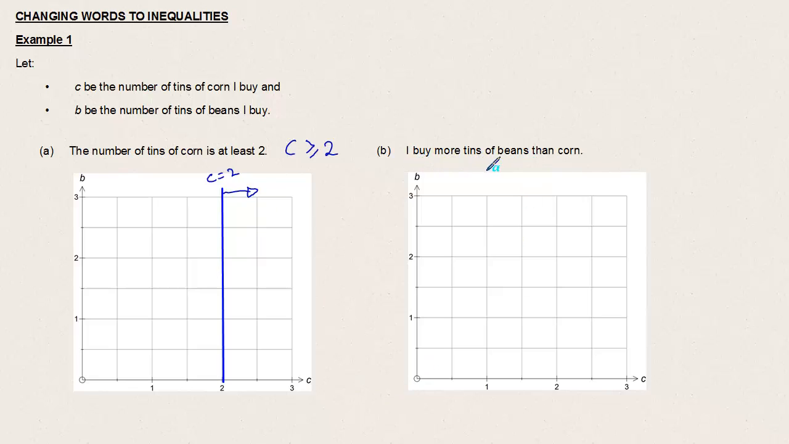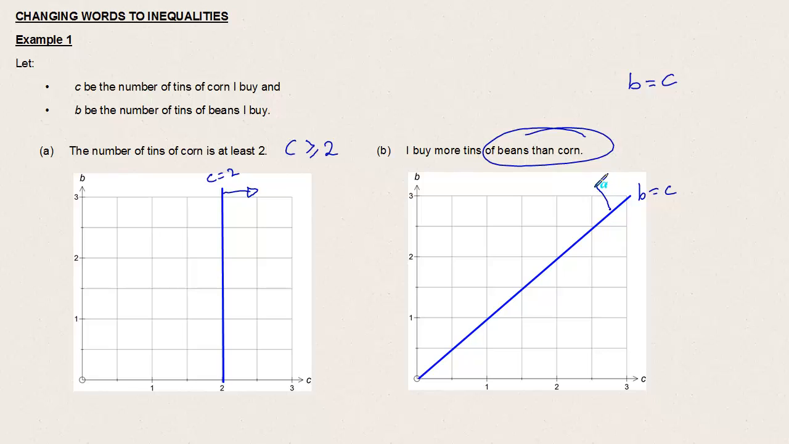I buy more tins of beans than corn. Let's suppose we bought an equal amount. That would be B equals C. So that's going to be the boundary line. And the line B equals C, well, we know what Y equals X looks like. On this graph with C and B, it's the same thing. So this is B equals C. Now B needs to be more than C, and that happens if we're above the line.